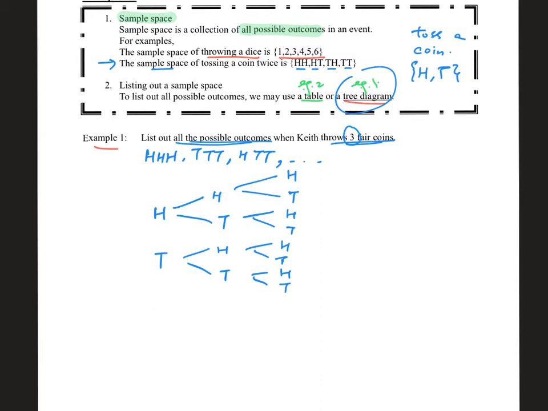And then finally, you can write down the possible outcomes. We read head, head, head for the first one, and then head, head, tail for the second one. Next, you have head, tail, head, then head, tail, tail. And then there should be 1, 2, 3, 4 more afterward. So this is how we can write down the possible outcomes by using the tree diagram.